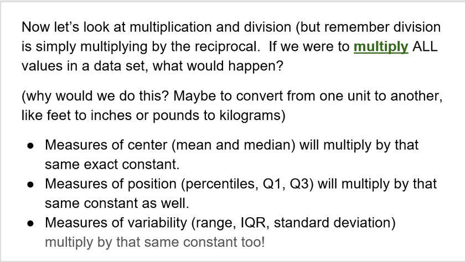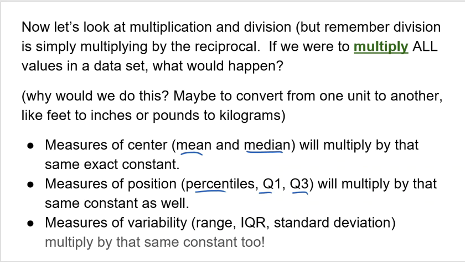Now, what happens when you multiply? Measures of center, mean and median, will both multiply by that value. Like, duh, if every value is getting multiplied by 2, the mean and the median are going to get multiplied by 2 as well. Measures of position, percentiles, Q1, Q3, min, max, those are all going to get multiplied too because they're actual measures of spots. Like there's a spot in the data, but if all the data gets multiplied by 4, that spot's going to get multiplied by 4 too.